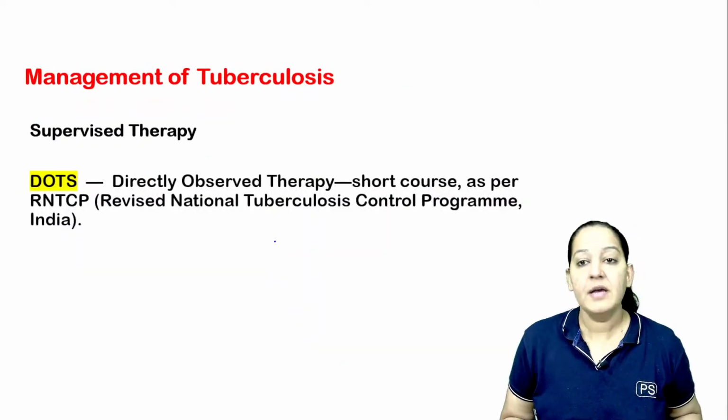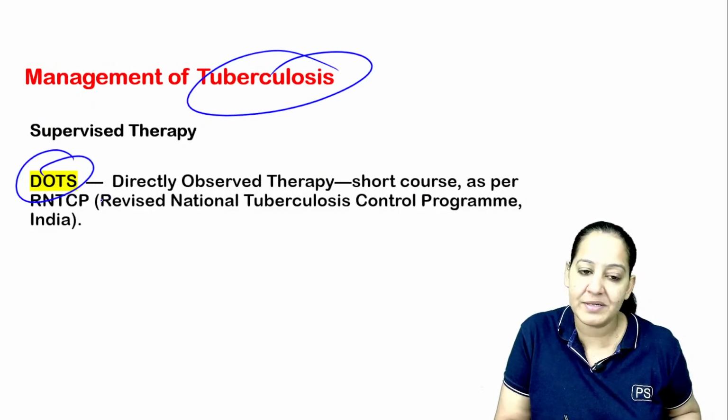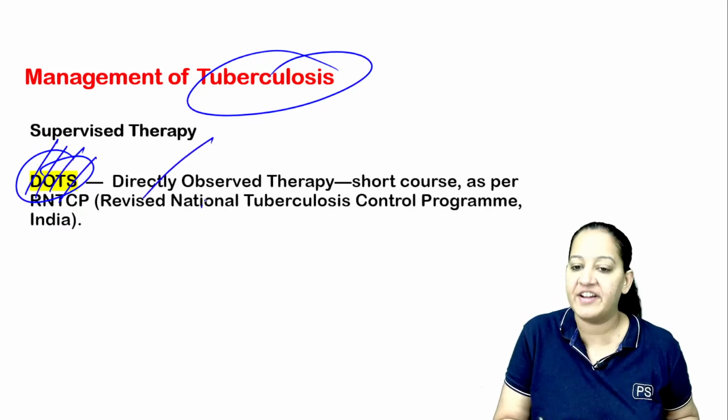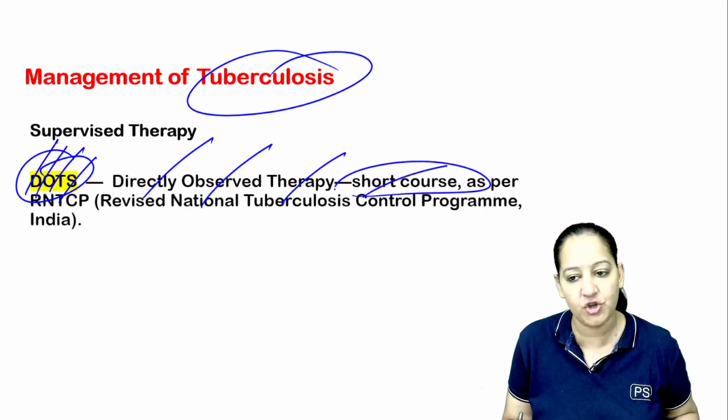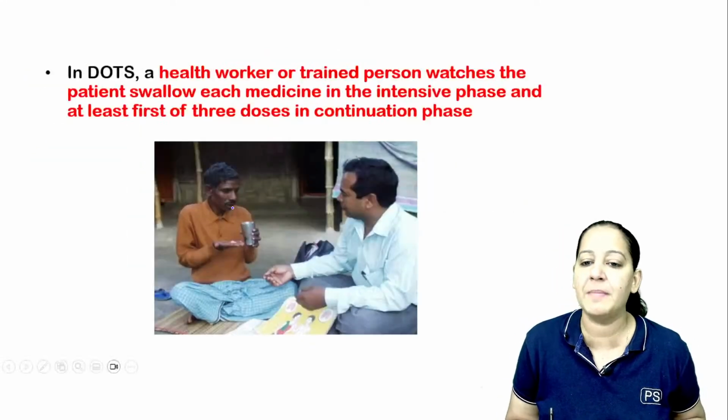So just a second. So let me tell you the management of the TB. Now, in the management of the TB is the DOTS. What is DOTS? What is the full form of the DOTS? DOTS is directly observed therapy short course. It is short course. Okay, we agree that it is a therapy. But why it is known as directly observed? What do you mean by directly observed?